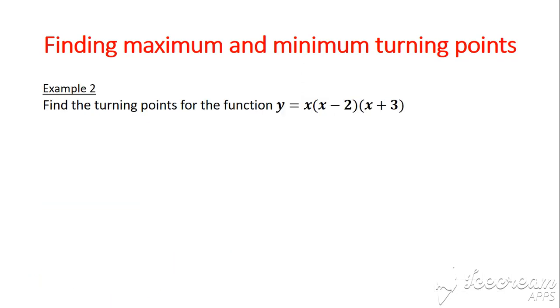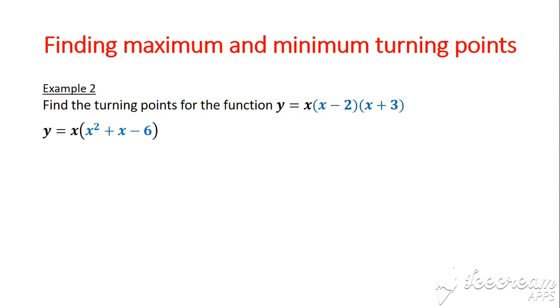Okay, let's move on to example 2. 2 from 2. Here we go. Find the turning points for the function y equal to x bracket x minus 2 bracket x plus 3. Oh, there's 3 brackets. Well, there's 2, but the x out the front really is a third bracket. So it's a cubic. You might have studied these and remember what they look like. There's more than one turning point, by the way.